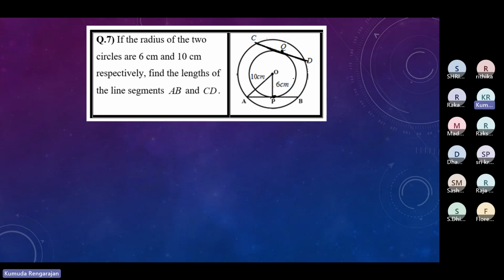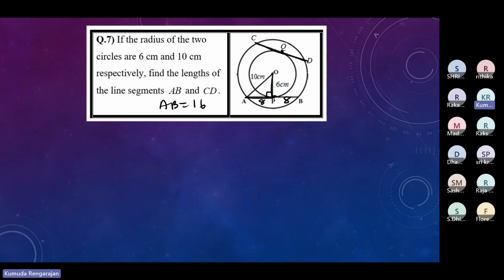Okay, so that's one thing. Now here, this triangle OAP is a right triangle because this is the radius, and there's the tangent, 90 degrees. So by Pythagoras theorem, this is 8. Now we know that the perpendicular from the center to the chord bisects the chord. So if AP is 8, then PB is also 8. So that means the length of the line segment AB is 16 centimeters.